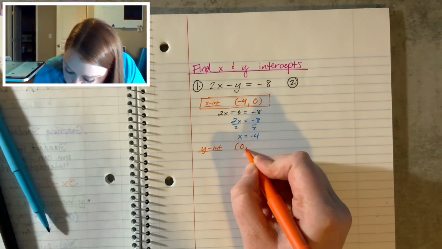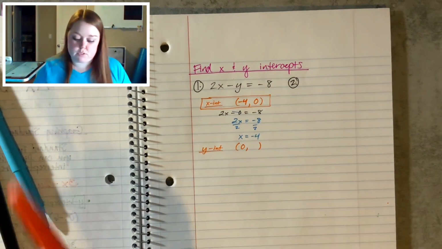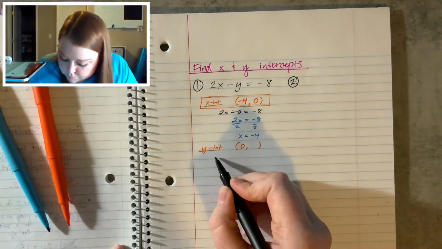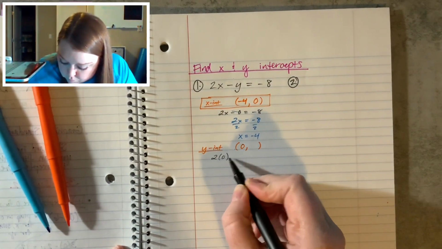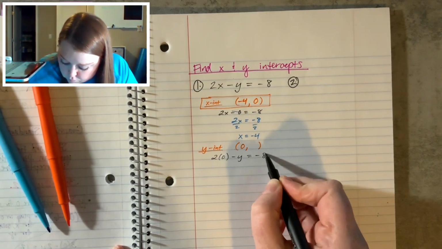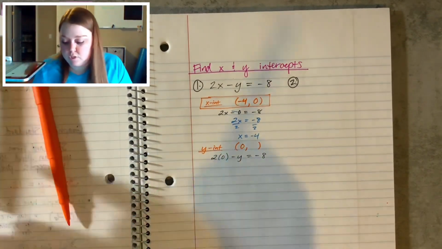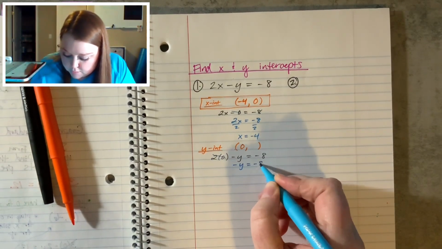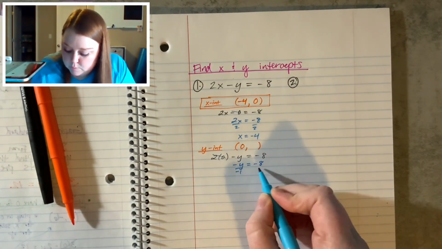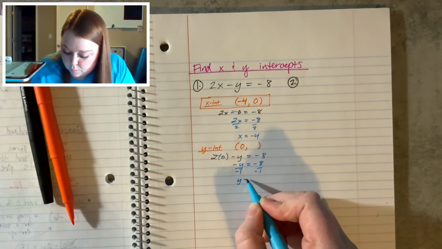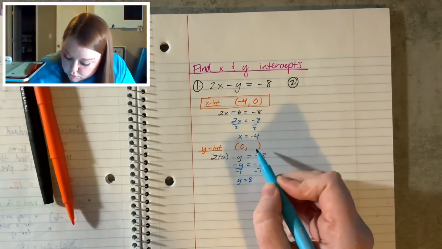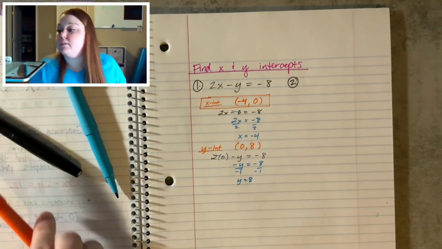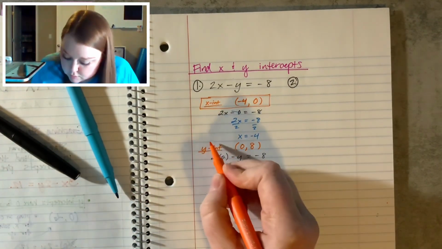Y-intercept is going to have a 0 for x. We have to solve for y. So I'm going to plug in 0 for x. 2 times 0 is nothing. So I have -y equals -8. Divide both sides by -1. Y equals +8. So I'm going to plug in my +8 right here. So 0, 8 is my y-intercept.